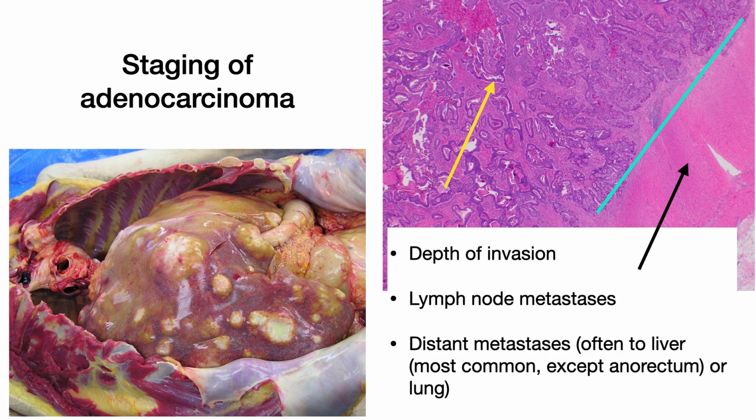What I put here was that to the top right, the yellow arrow is the invasive neoplasm. The black arrow shows muscle, and the blue line shows the boundary between the two. But obviously depth of invasion is important, lymph node metastases are important, and distal metastases are important. It oftentimes goes to the liver, except for the anal rectum, which has a different lymphatic drainage, and then it can go to the lung as well. To the left of it, that's liver, and you can see all the yellow nodules within it. That was all metastatic colonic adenocarcinoma.